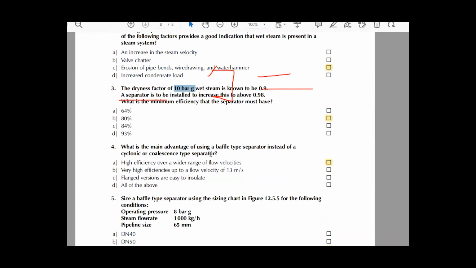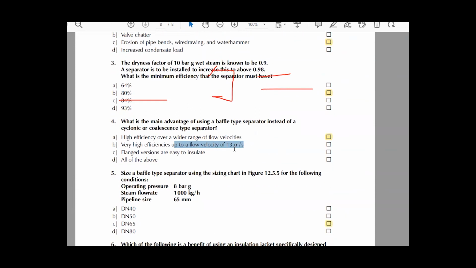What's the main advantage of using a baffle plate separator instead of a cyclone separator? High efficiency over a wide range of velocity, yes. Very high efficiency up to a flow of 13 meters per second. In this type, the cyclone type separator has very high efficiency at less than 13 meters per second. But the main reason and main advantage of the baffle plate is high efficiency over a wider range of flow velocity.